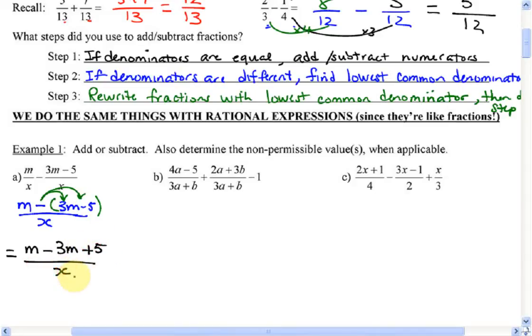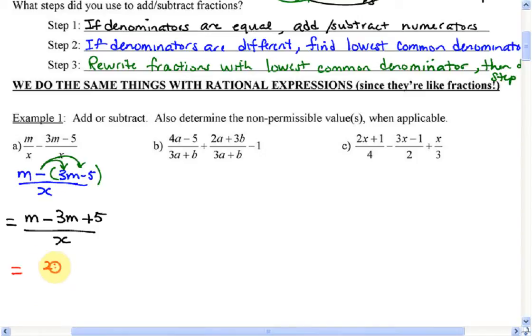Okay. Now once again, try to simplify here, please, by grouping like terms. So on the numerator, I see an m and a minus 3m. What's m minus 3m? 2m, positive or negative? Negative, yeah. There you go. And this is your final answer. Okay? Done. So that's the simplified form of subtracting this first rational expression.